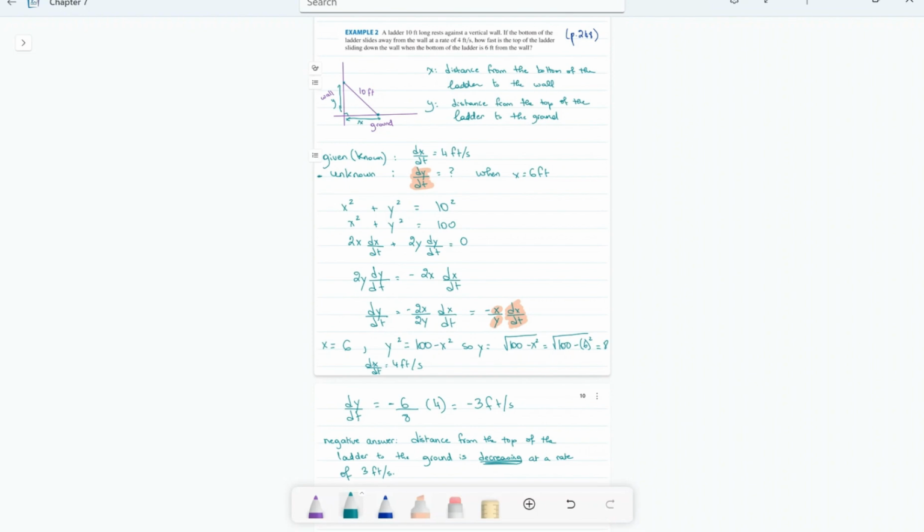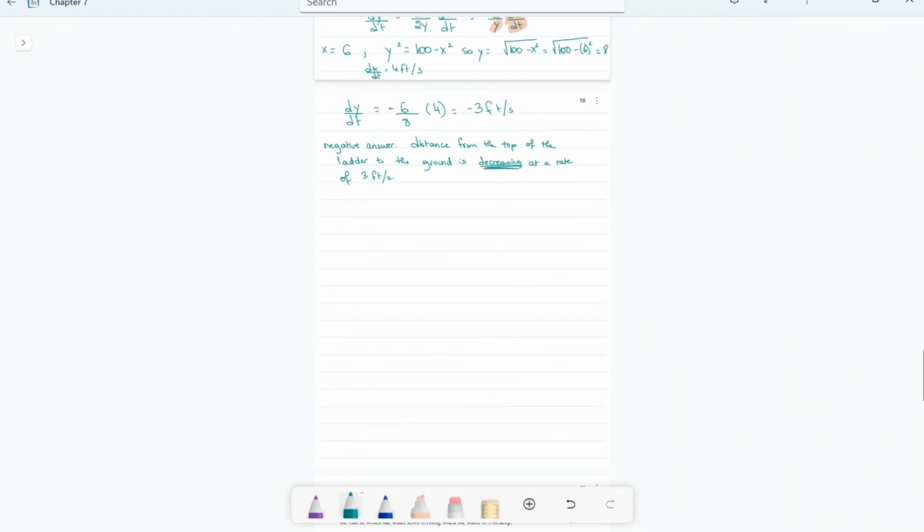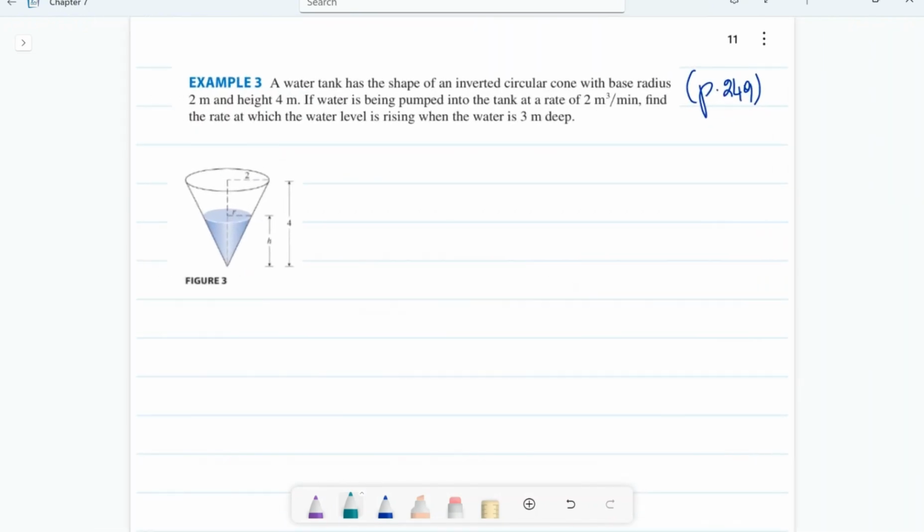Now let us look at a final example. So a water tank has the shape of an inverted circular cone with base radius 2 meters and height 4 meters. If water is being pumped into the tank at a rate of 2 meters cubed per minute, find the rate at which the water level is rising when the water is 3 meters deep.